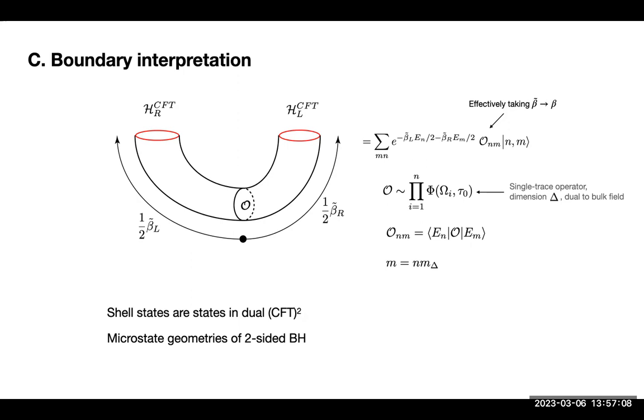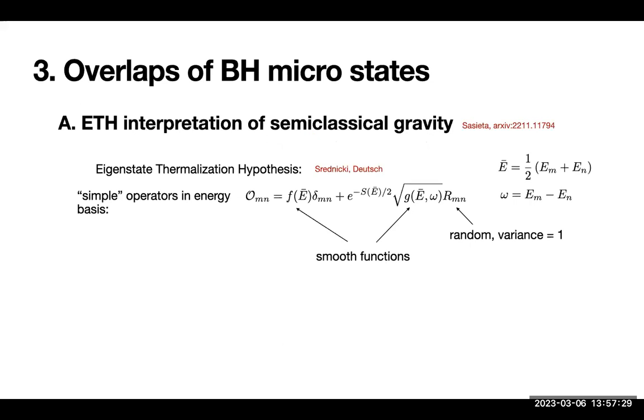So these shell states are states in the dual CFT2, and these are some sort of microstate. What we get are some sort of microstate geometries of this two-sided black hole. At least some rough approximation of them is proven. Microstate is a little stronger. Okay, so that's what we've got.